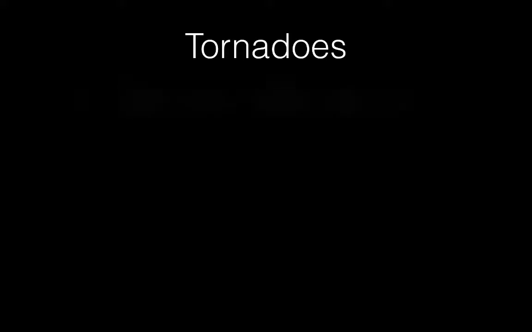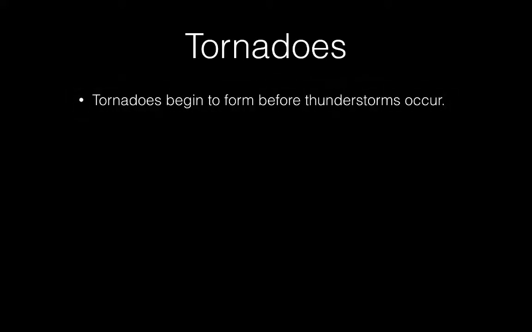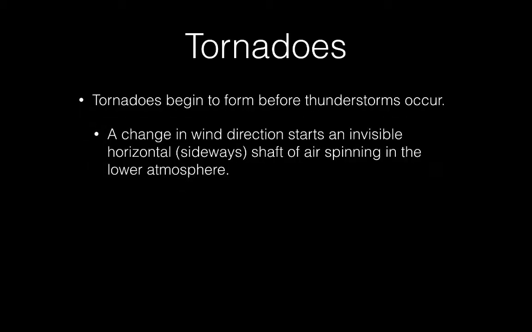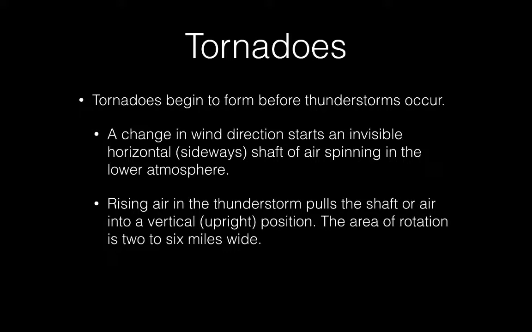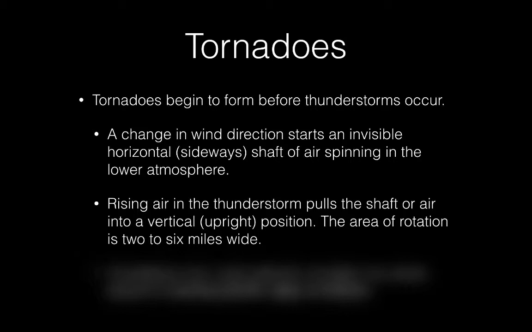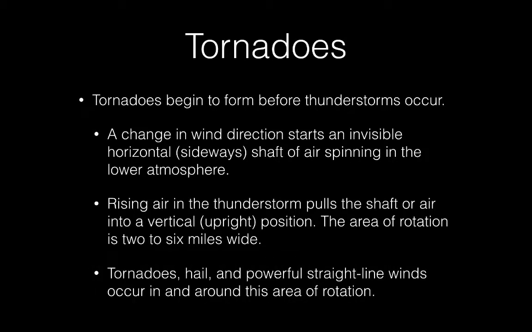Tornadoes. Tornadoes begin to form before thunderstorms occur. A change in wind direction starts an invisible horizontal or sideways shaft of air spinning in the lower atmosphere. Rising air in the thunderstorm pulls the shaft of air into a vertical or upright position. The area of rotation is 2 to 6 miles wide. Tornadoes, hail, and powerful straight-line winds occur in and around this area of rotation.